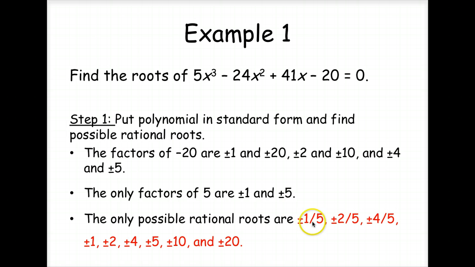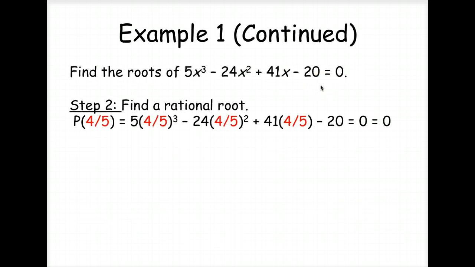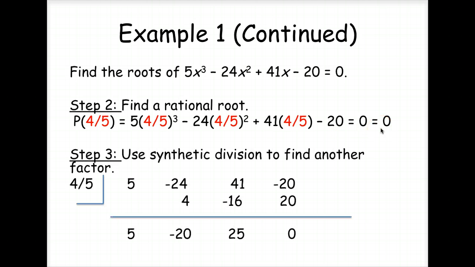So what we'll need to do is substitute these in to see if we get a true statement. And apparently we found that 4/5 gives us a true statement. So we're going to use synthetic division. We've got a 3, 2, 1, none, so we don't need any zeros, no placeholders. We bring down our 5, negative 24, positive 41, and negative 20.